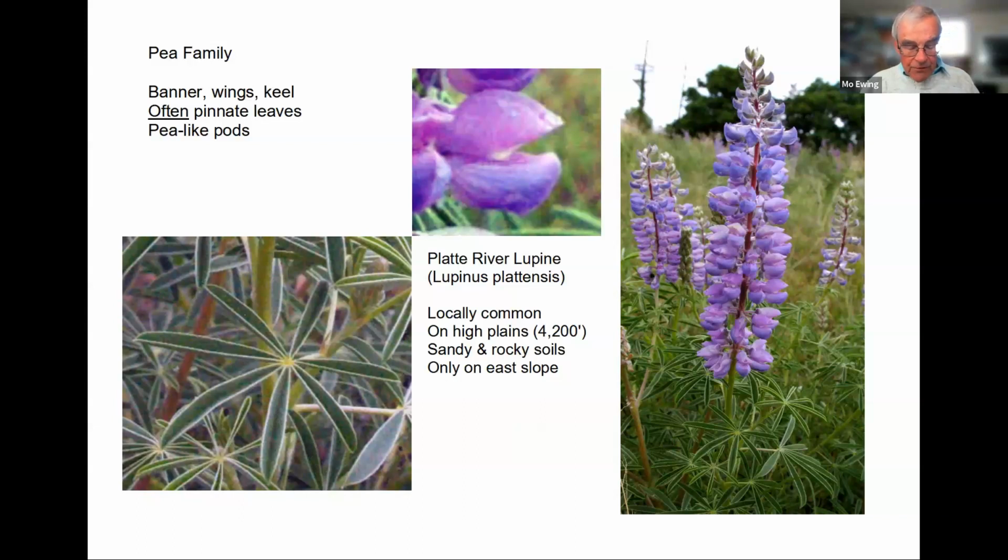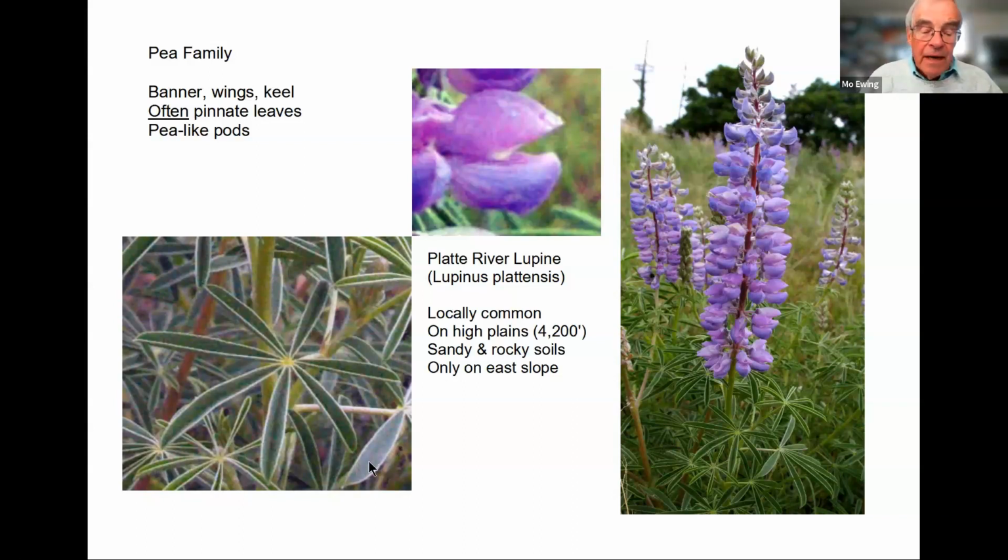This plant's a great forage for cattle and sheep late in the fall after the grasses have dried up. But it's very toxic when it's in seed. It has something called lupin toxin in it, and it can kill livestock within an hour. So you've got to be really careful about grazing your livestock where this lupin is. It's locally common on the high plains and in sandy or rocky soils, only on the east slope.